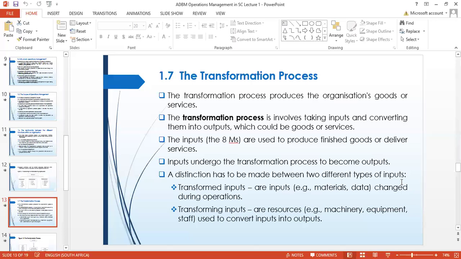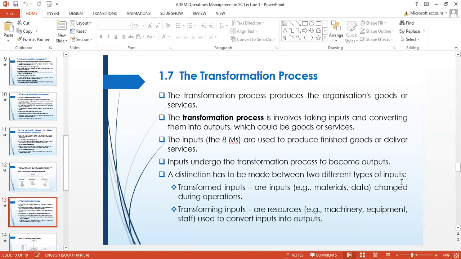So the transformation process takes inputs, or the raw materials, and it converts them, it changes them into output. The output that we are going to see as the products that are on the shelves of the shops. The clothes that you are wearing right now are an output where we had various inputs. And the services that you get.